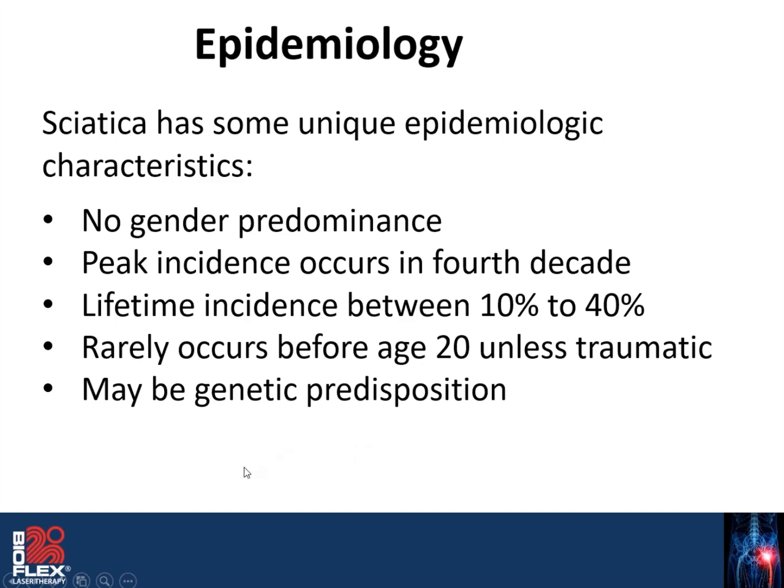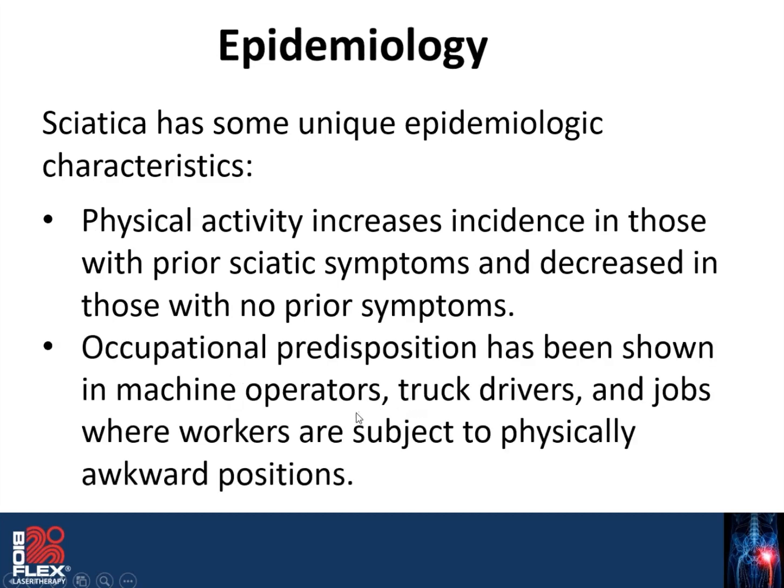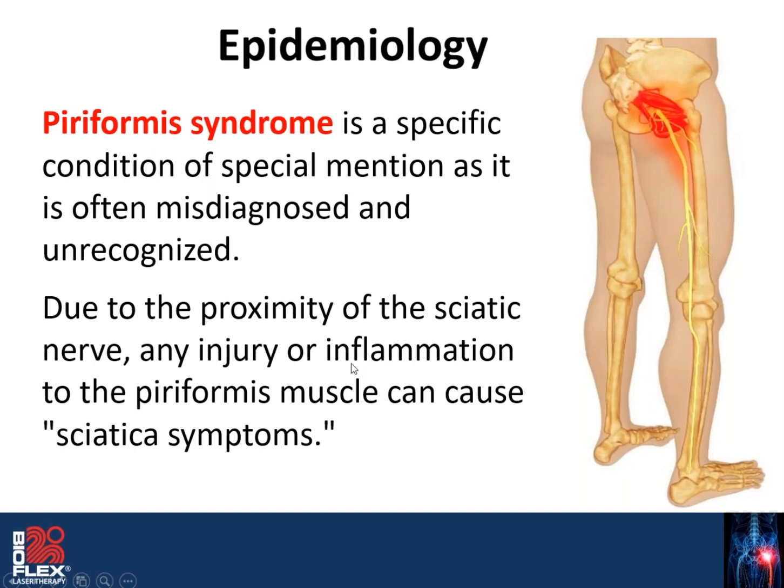And there may be a genetic predisposition to it as well. It could be how the bones are shaped. It could be other aspects of genetics leading to sciatica. Also, certain types of physical activity can increase the incidence as well, especially if you haven't had any prior symptoms. Occupational predisposition, that makes sense. A lot of vibration through truck driving, machine operation, specific jobs where workers are physically using their back in awkward positions, especially lifting, bending, and twisting, leads to earlier degenerative changes or micro tearing of the annulus fibrosus.